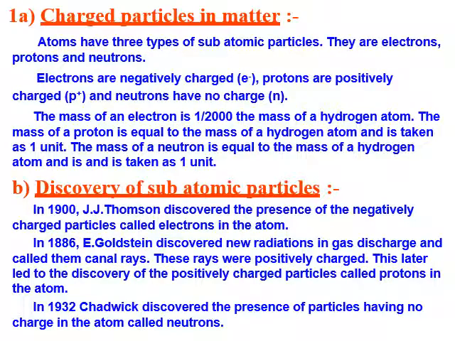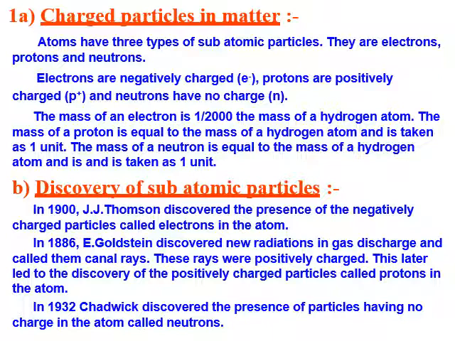Now, atom, as we already have studied in the atoms and molecules chapter, actually has charged particles. Atom has three subatomic particles. They are electrons, protons and neutrons. Electrons are negatively charged particles, denoted by a small e with a negative sign. Protons are positively charged particles, represented as a small p with a positive sign, and neutrons have no charge, denoted by a small n.